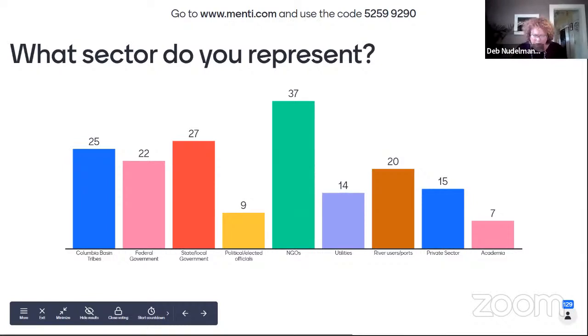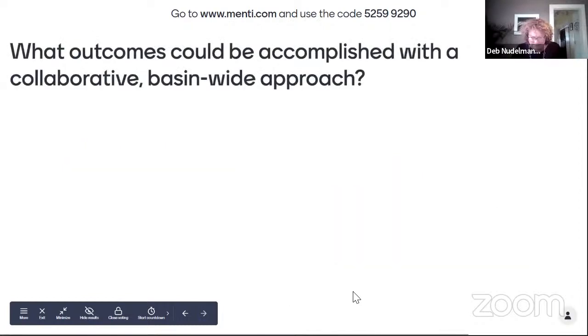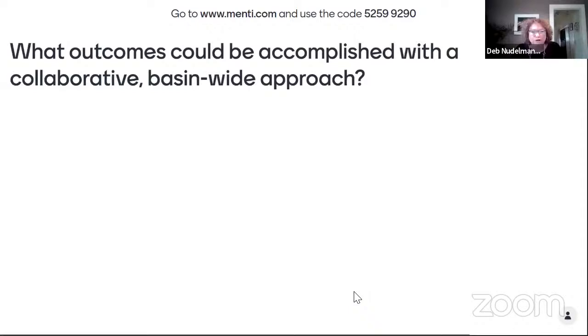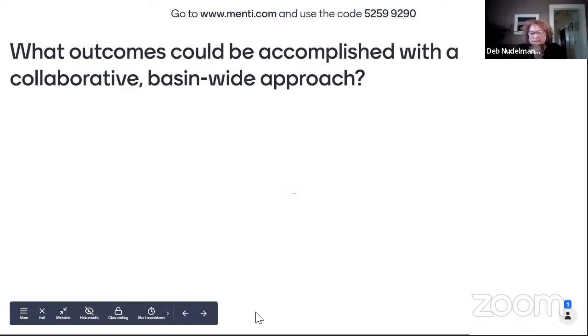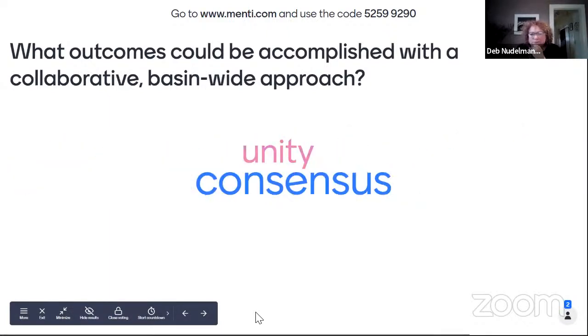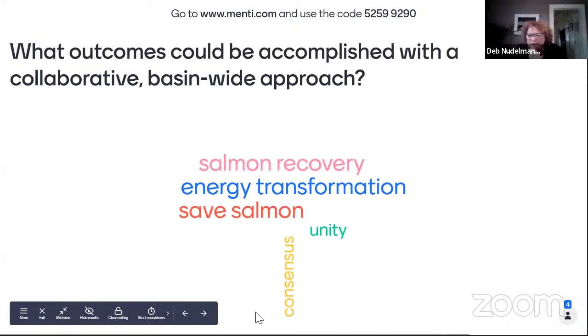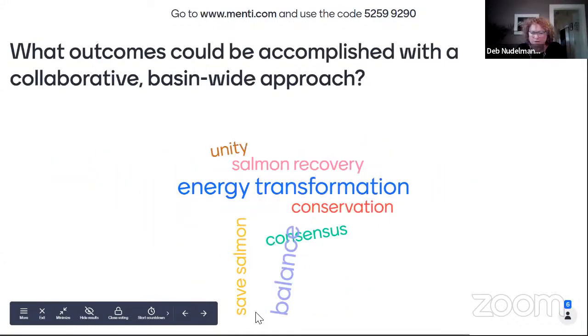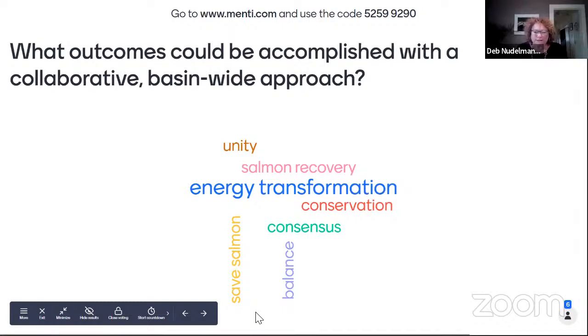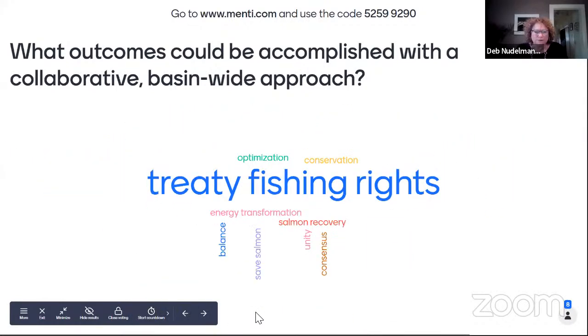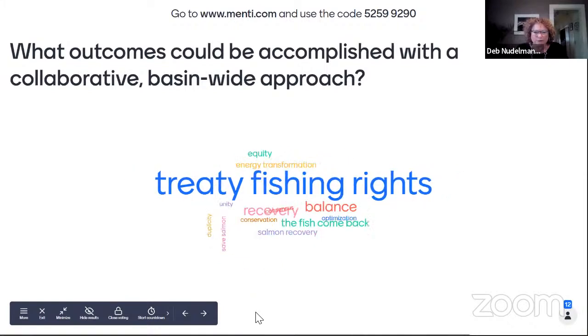Okay, so now we have a couple of word clouds that we'd like to try with you this time. And for the first one is what outcomes. So this is really when you look out into the future, what outcomes could be accomplished with a collaborative basin-wide approach? So here you can actually enter words, and you can enter up to 10 words. And so think of yourselves out into the future. And this has been a hugely successful initiative. We've accomplished everything we wished for. What is it that you've accomplished? What are some of the words that represent having made this worth the time, the effort, the resources, everything that it takes to really work in a collaborative fashion to create results that matter to people?